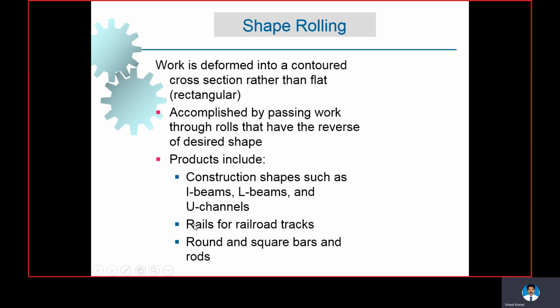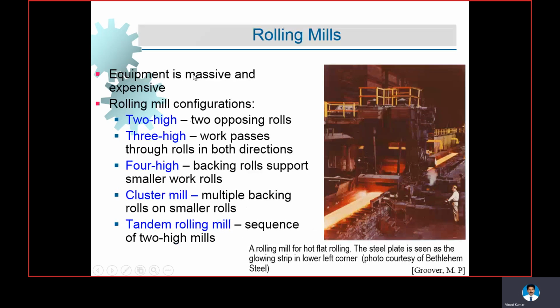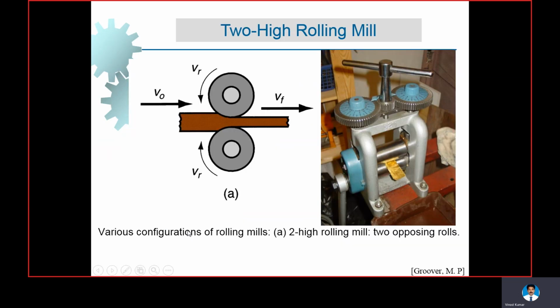Rolling mills. What are the different types of rolling mills? Rolling mills are the equipment which is used for producing parts using rolling operation. They are quite expensive and massive. Different types of rolling mills are 2-high rolling mill, 3-high rolling mill, 4-high mill, cluster mill, and tandem rolling mill. Let us start with 2-high rolling mill.